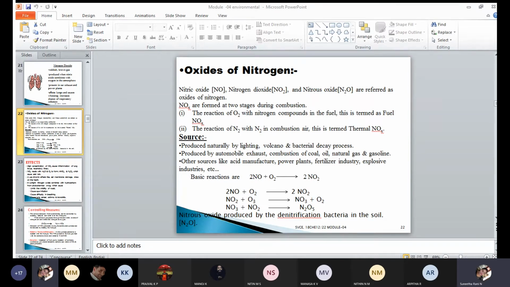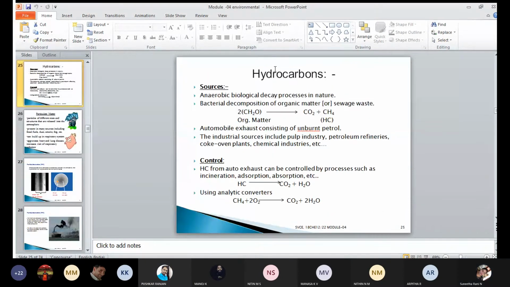Are you able to see this slide? Yes, ma'am, visible. What is there on the slide? Oxides of nitrogen. No, hydrocarbons is there on the slide. No, ma'am, it's visible, hydrocarbons. Okay, I think the slideshow is not working. Fine.